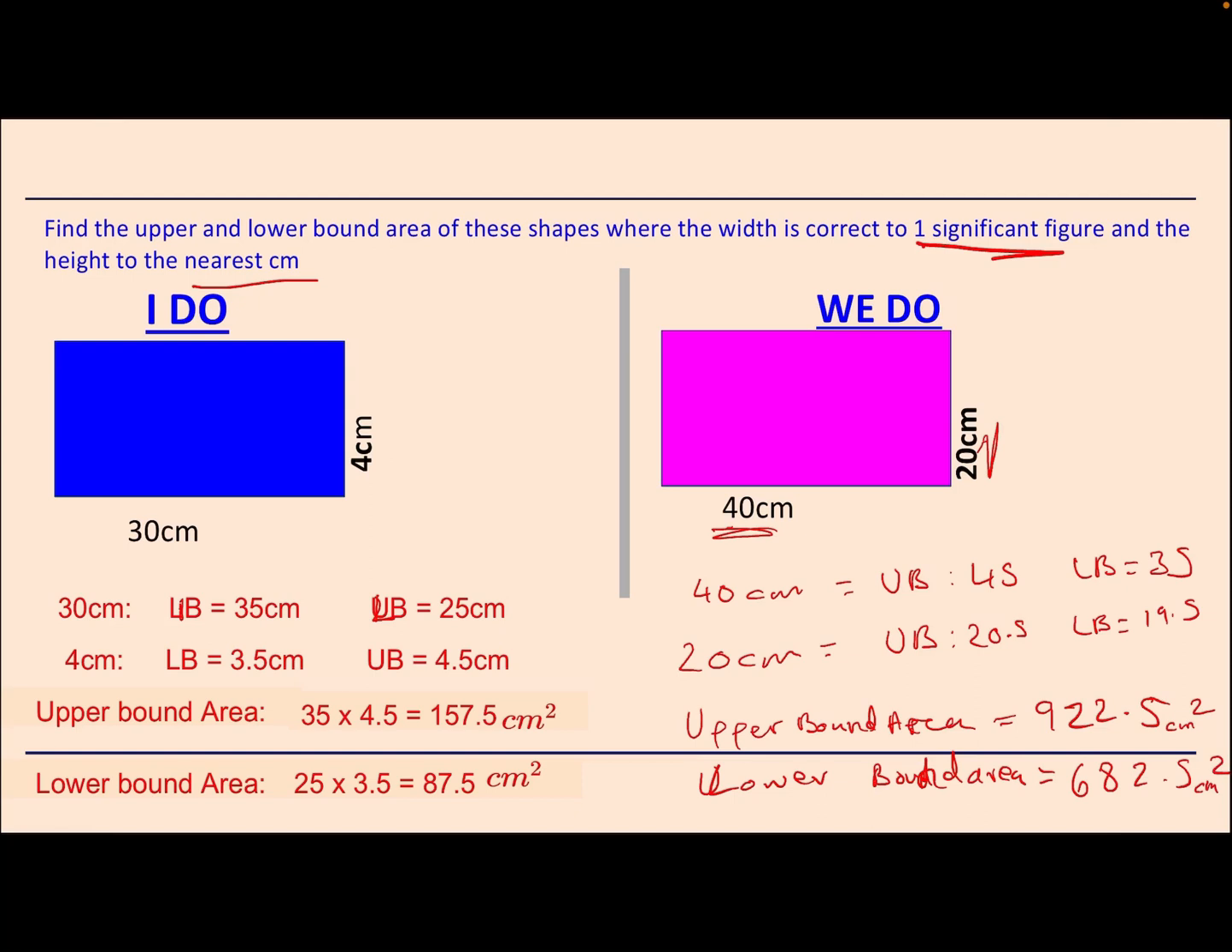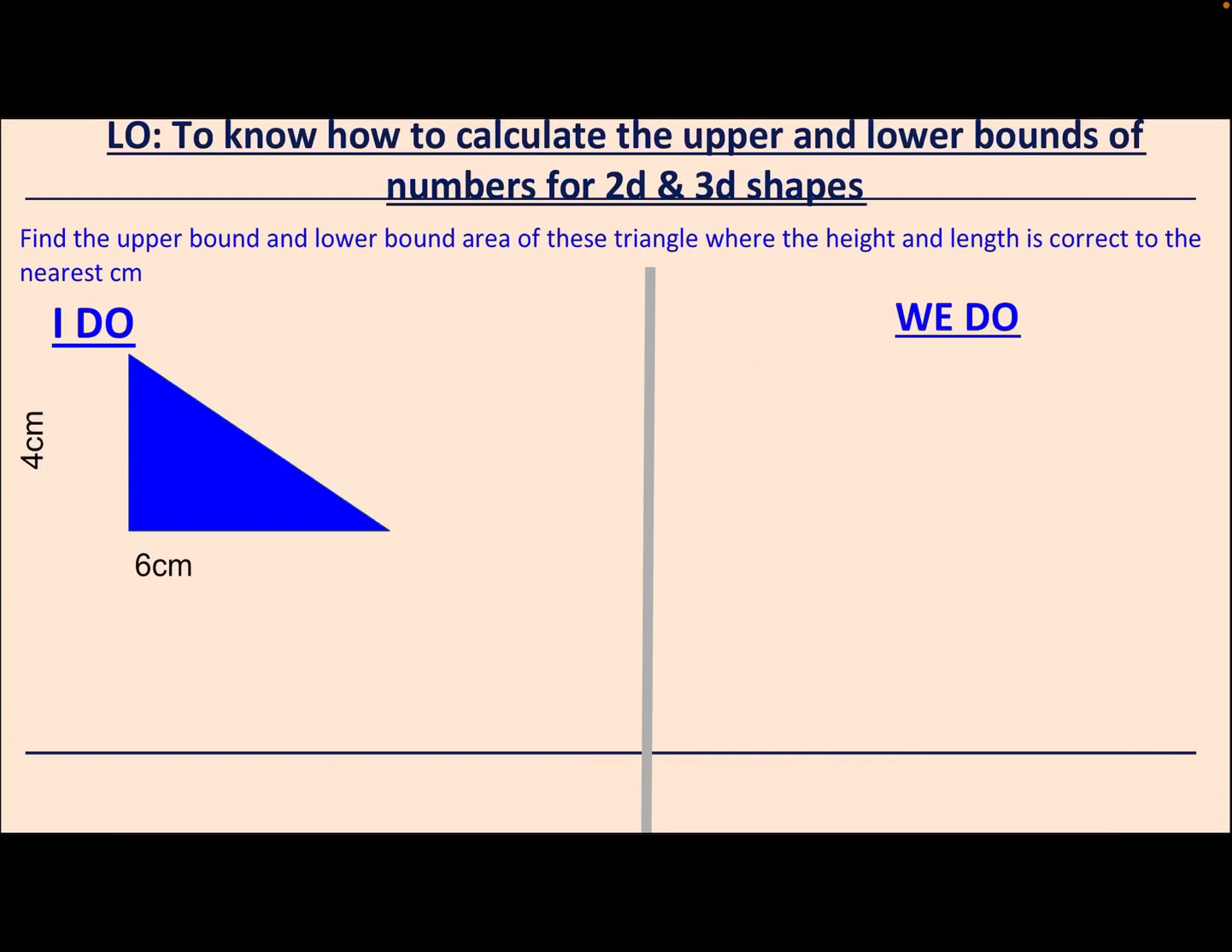Okay, so let's move on to the next part of this lesson. So with this one here, we're going to find the upper and lower bound for the area of these triangles, where the height and the length is correct to the nearest centimetre. Remember, the area for the equation is A equals half times B times H, so base times height. So we're going to find the upper and lower bound for both of them. Okay, so they both have the same degree of accuracy, which is correct to the nearest centimetre. So that makes it a lot easier for us to do.